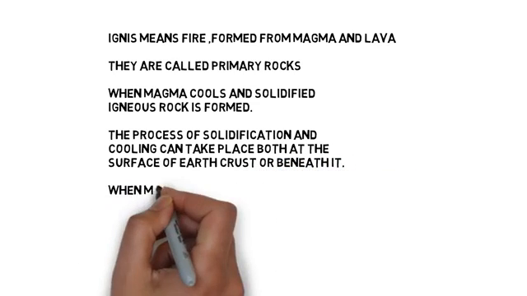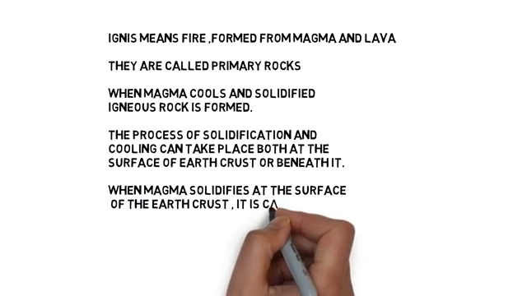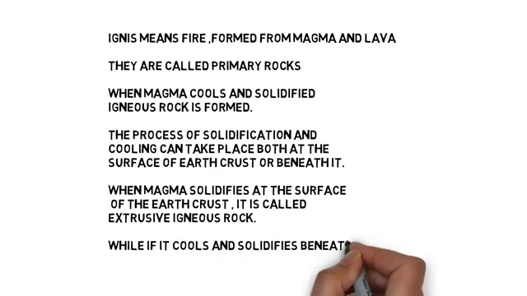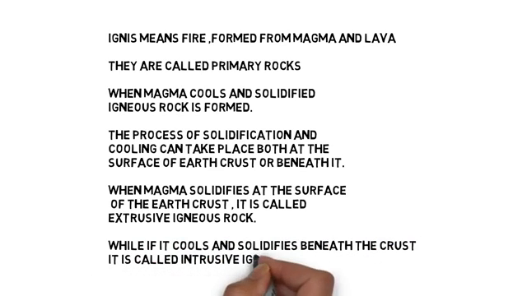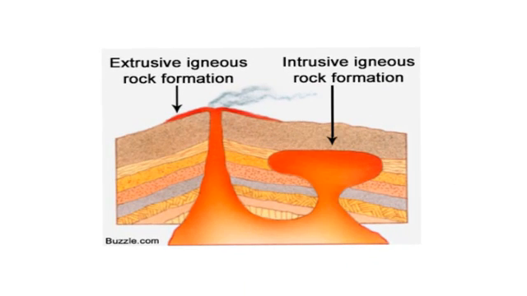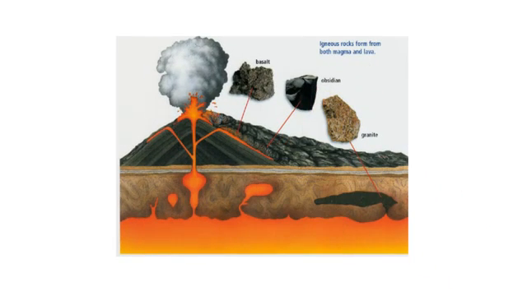And when magma solidifies at the surface of the earth crust, it is called extrusive igneous rock, while if it cools and solidifies beneath the crust, it is called intrusive igneous rocks. In this figure we can see that magma coming out of a vent at the surface of the earth cools and solidifies and forms extrusive igneous rock, while the magma which does not vent out from any opening, solidifies beneath the earth crust, forms intrusive igneous rock.